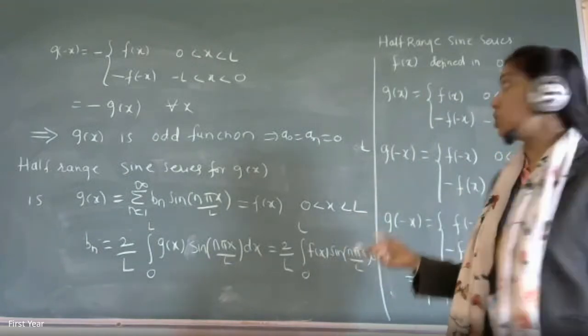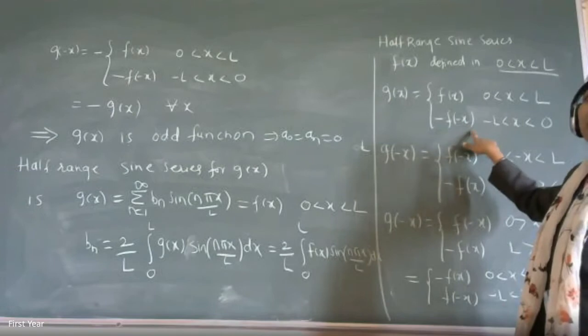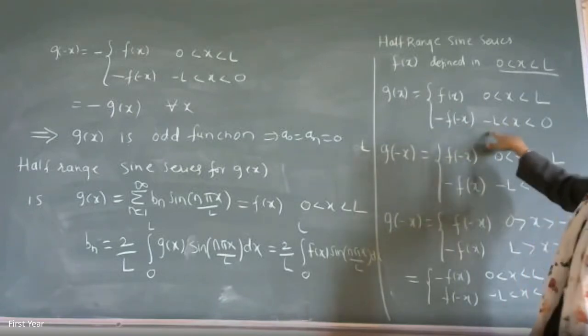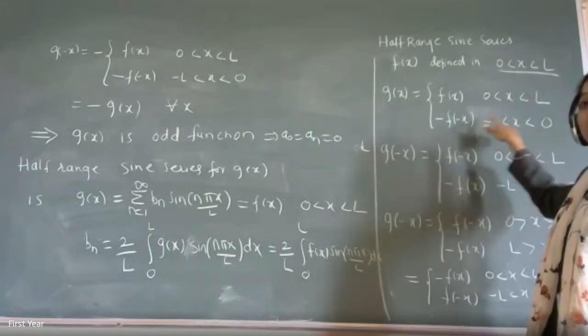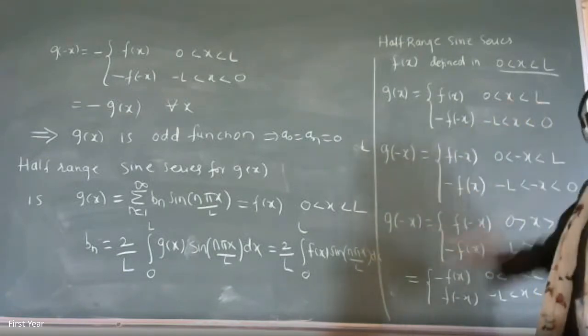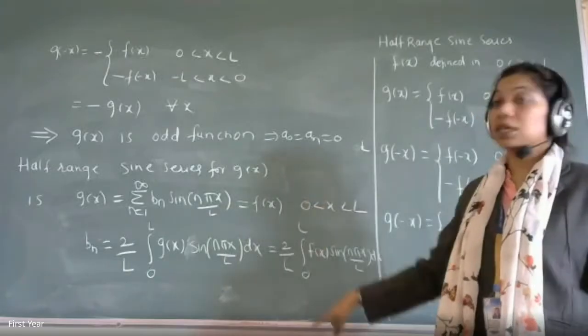And what is the definition? If you want to make it odd, minus of f of minus x, in the interval minus L to 0. If you want to make it even, just f of minus x, in the interval minus L to 0. This is your basic definition. Is it okay? I'll show you with one example. Yes, ma'am. Okay. But right now, is this clear? Yes, everyone? Yes, ma'am. So please write down the formula now.